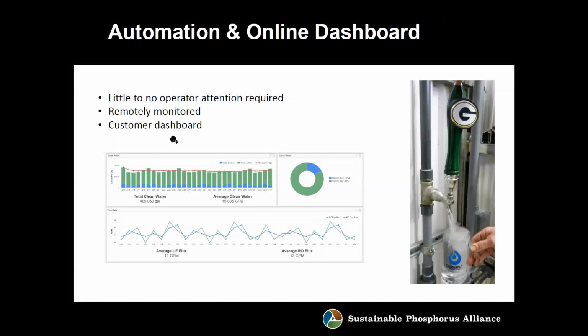Our systems are all highly automated. As you can see, we're relatively simple with just a few pumps in an enclosed system. So there's very little for operators to do. We have online dashboards where the owners can log in and see how much water has been made or how it's filtering today. So a lot of data being collected, very automated, very low headache system for the farmer.